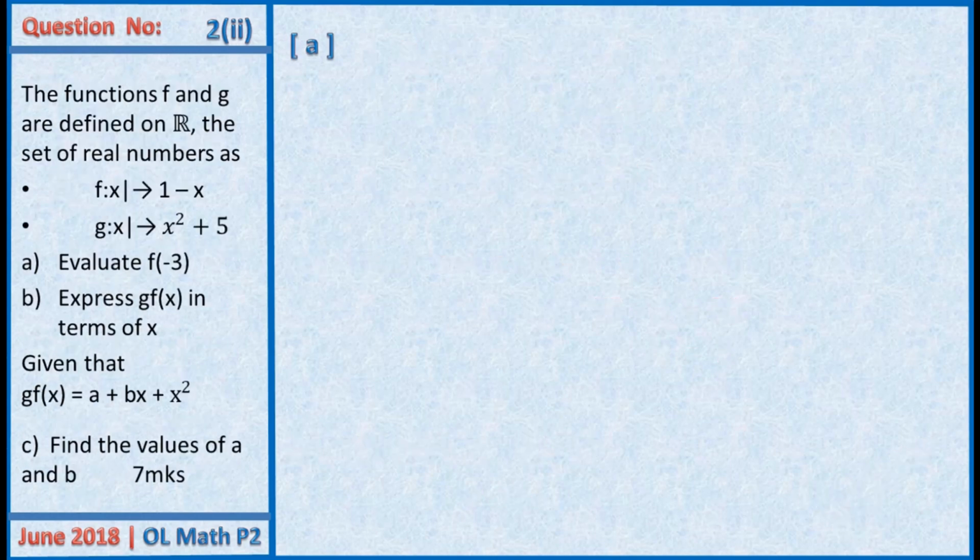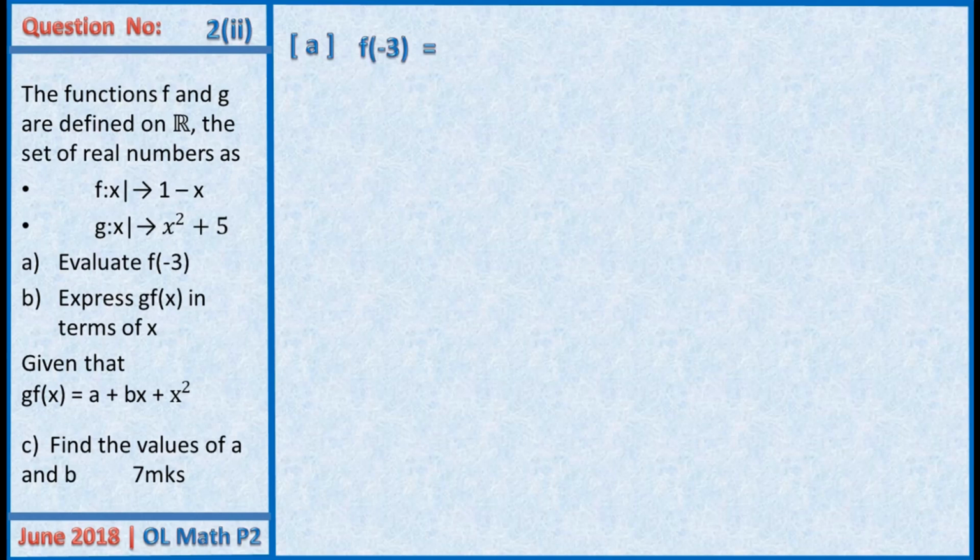B part. The functions f and g are defined on the set of real numbers as f is such that x is mapped onto 1 minus x, g is such that x is mapped onto x squared plus 5. Evaluate f of minus 3. This one is a trap. Some students will still fail this one.